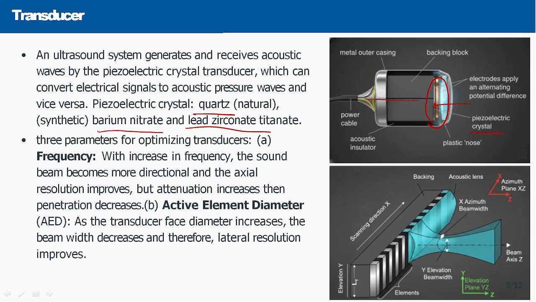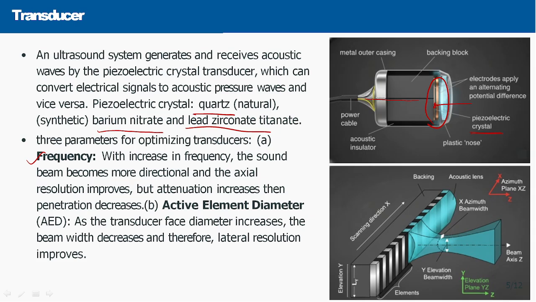Then three parameters are used for optimizing this transducer according to their applications. First one is frequency. With an increase in frequency, the sound beam becomes more directional and the axial resolution improves, but attenuation increases because penetration decreases. If frequency is increased, then attenuation also increases. As attenuation increases, the depth of penetration decreases.